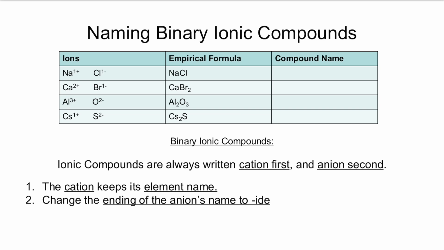So for example, NaCl, sodium keeps its name because it's the cation. Cl is chlorine, but we're going to change the ending of that name to IDE and make it chloride. Likewise, with our second example, Ca is calcium. The cation keeps its element name. And the anion is bromine, which we're going to change the ending to IDE and make it bromide.